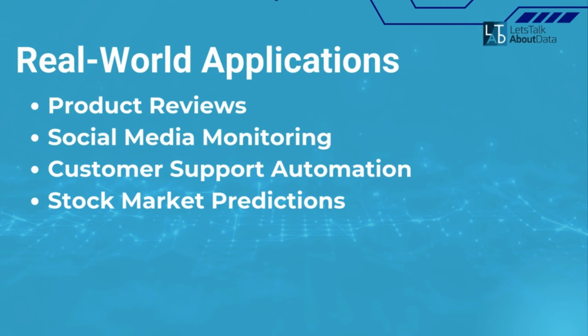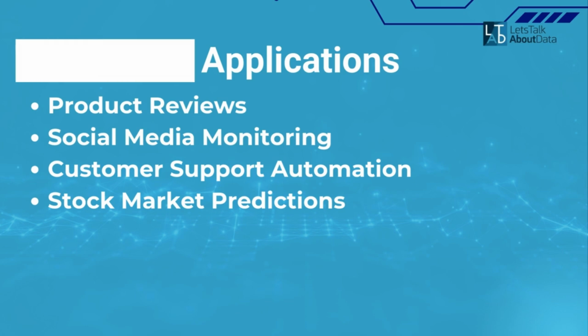Product reviews: understanding customer feedback for e-commerce sites like Amazon and Walmart. Social media monitoring: tracking brand sentiment on Twitter, Facebook, and Reddit. Customer support automation: AI chatbots detecting user frustration in support tickets. Stock market predictions: analyzing public sentiment on stocks and cryptocurrencies.